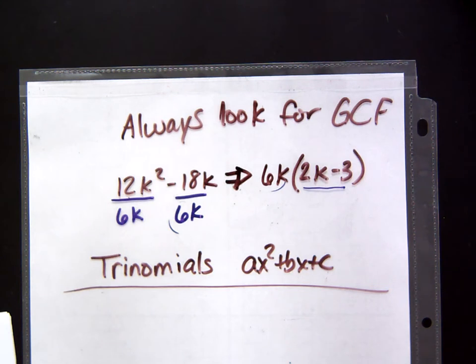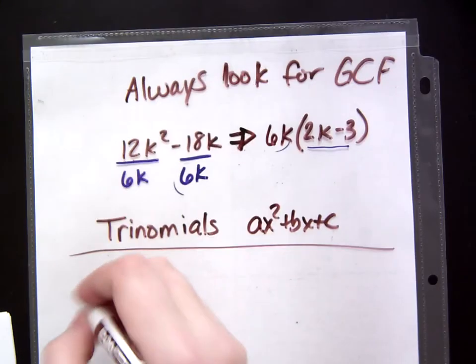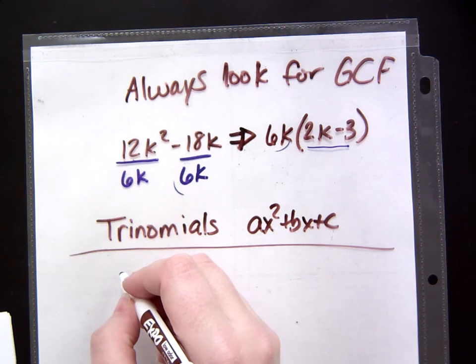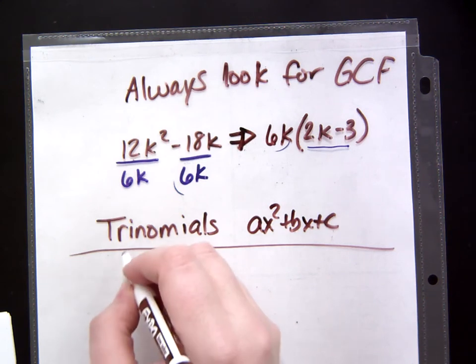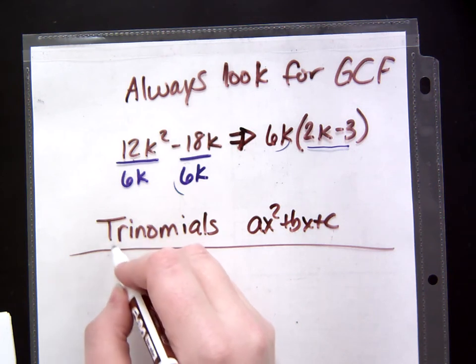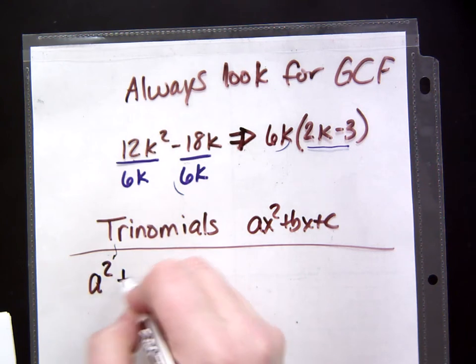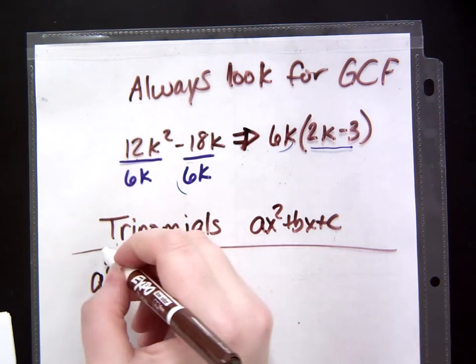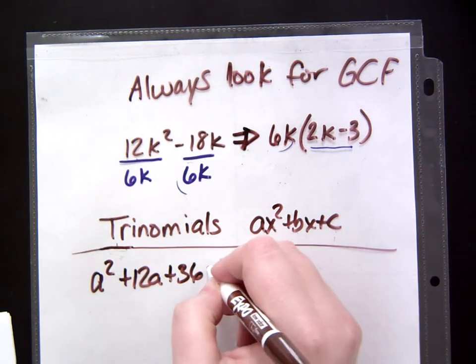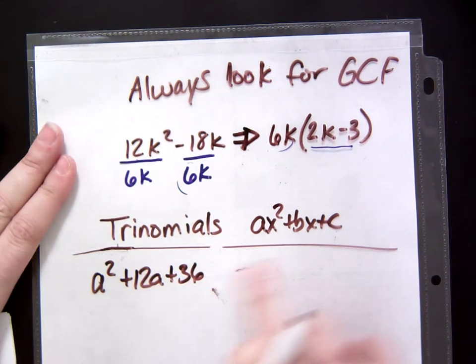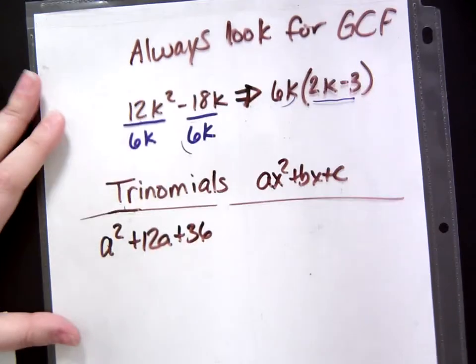So what I'm going to do is start with, let's see, trying to think of one that would be pretty good. Okay, let's start with a squared plus 12a plus 36, and I want to factor that. Actually, no, I'm going to do just factoring first, and then I'll show you how to use that to solve later.